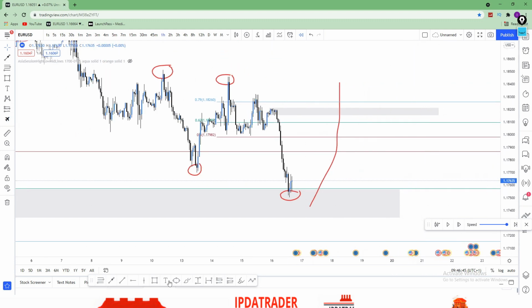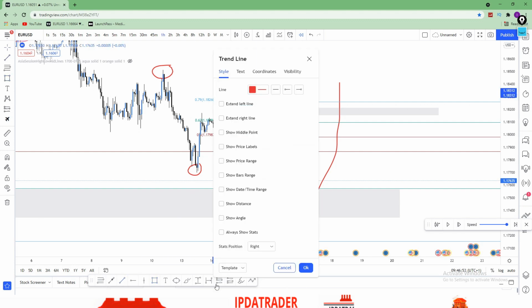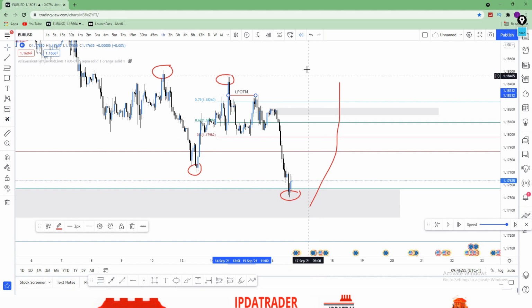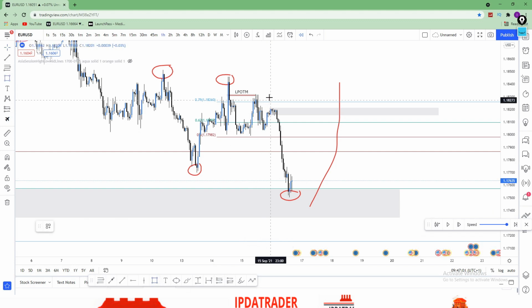What else do I see? Well, I probably know that this is the last point of mitigation right over here. And I can go ahead and label that last point of true mitigation. I can maybe connect it with a rectangle over here. And I know that if we're going to continue down, we shouldn't be breaking above this FU candle over here. And those are going to be sort of my POIs for sales.